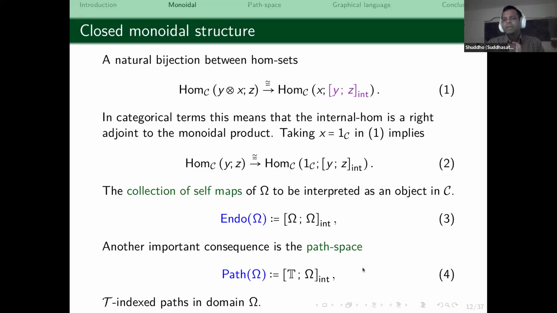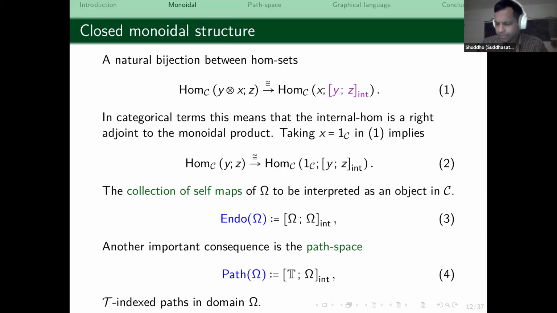The same holds for a group action that is differentiable with respect to the group elements. And finally, we come to the idea of a path space. The path space of any object X corresponds to the internal home object of the time object and Ω. So I've been talking a lot about the internal home object. When is this possible?